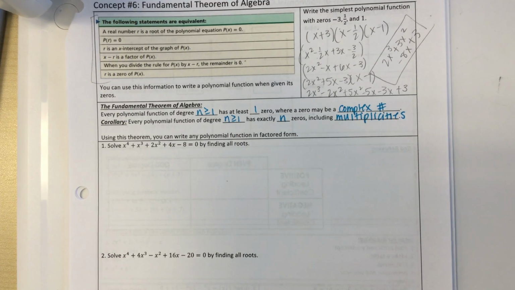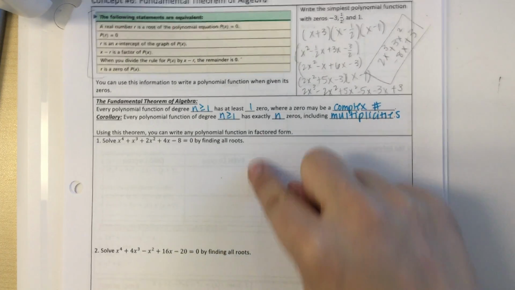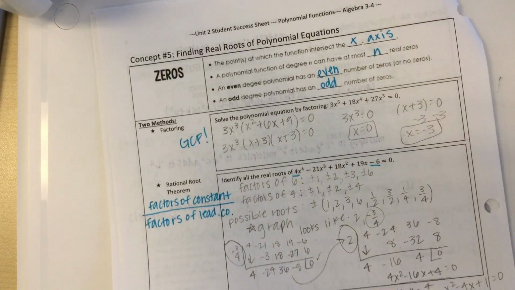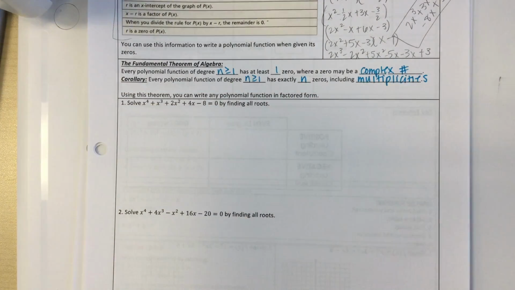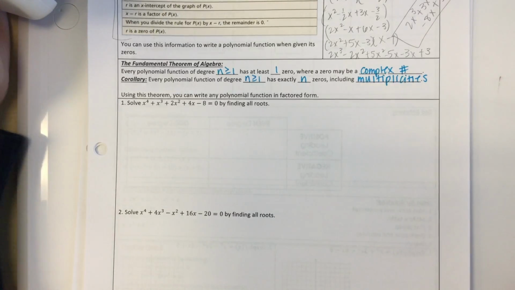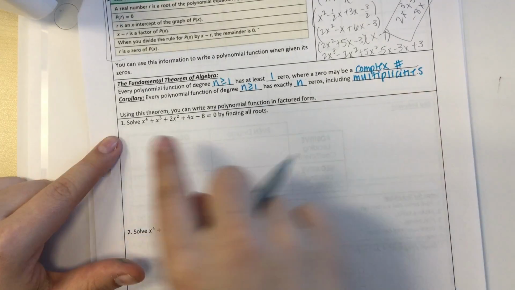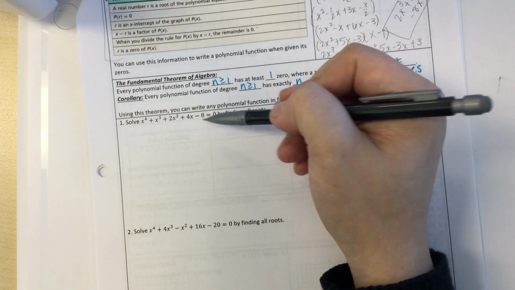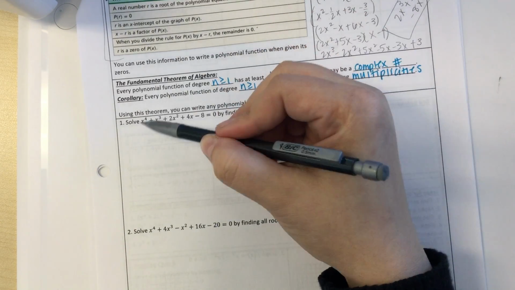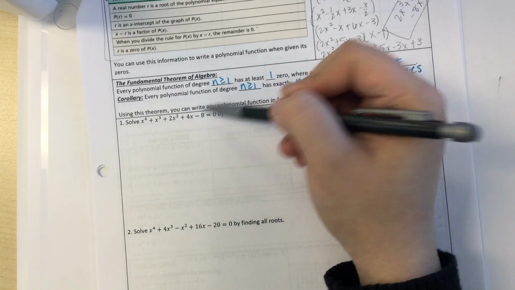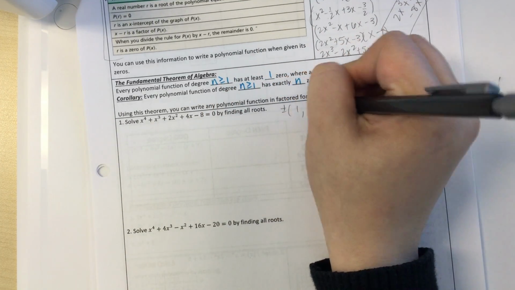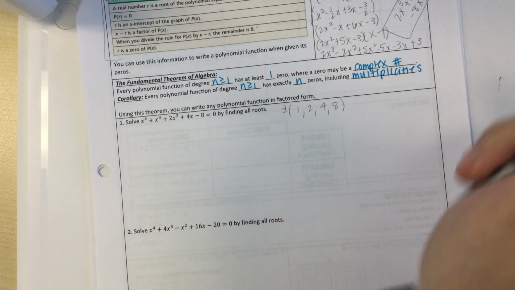Okay, so we're just going to use this information to solve these two polynomials. We're going to use what we learned in the previous concept, using the rational root theorem and graphing to help us figure out where the zeros are. So first of all, let's list all the possible factors. My constant is 8, my leading coefficient is 1, so all of my factors are just going to be divisible by 1, so I'm just going to list all the factors of 8. So 1, 2, 4, and 8.